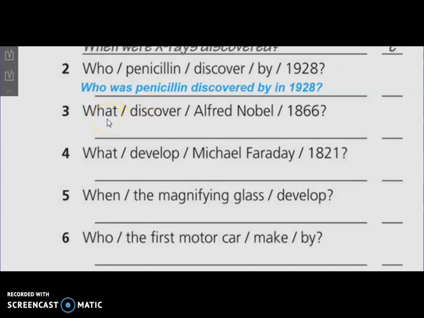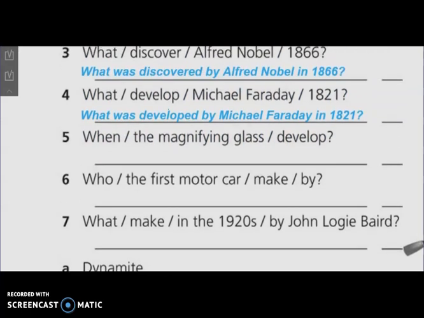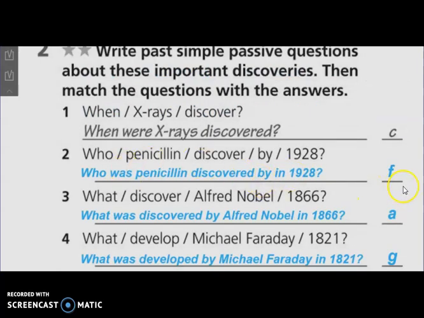Next, question number 3, what discovered Alfred Nobel 1866? So what was discovered by Alfred Nobel? Number 4, what was developed by Michael Faraday in 1821? You have to complete the rest of the questions the same way. Now let's move to match the answers. Number 2, the answer is with F. Number 3 with A, and number 4 with G.